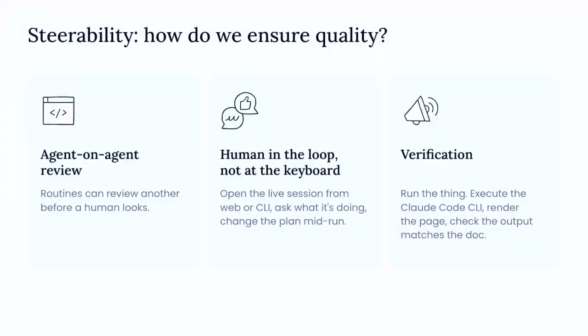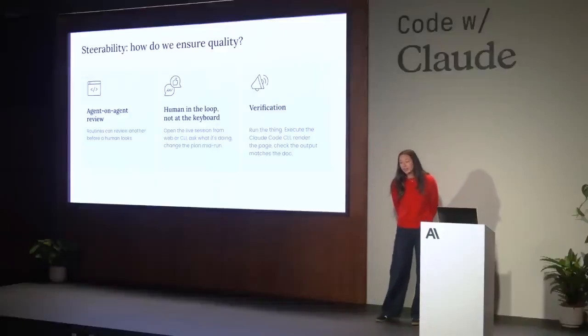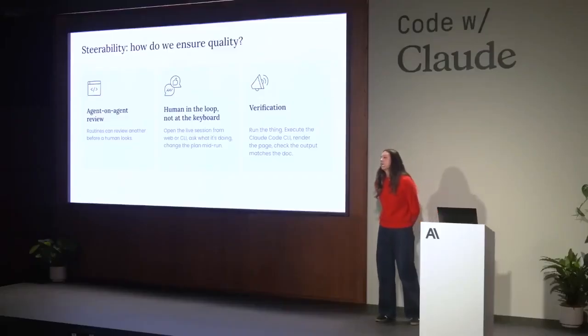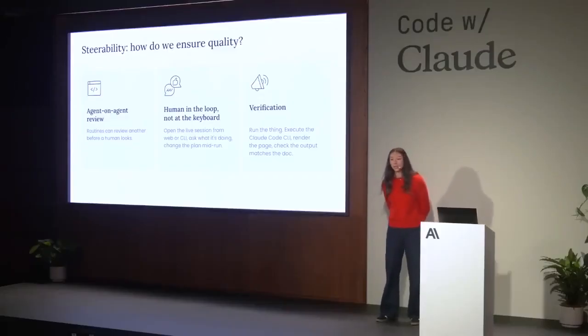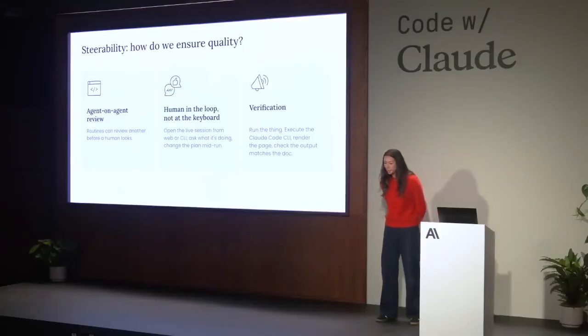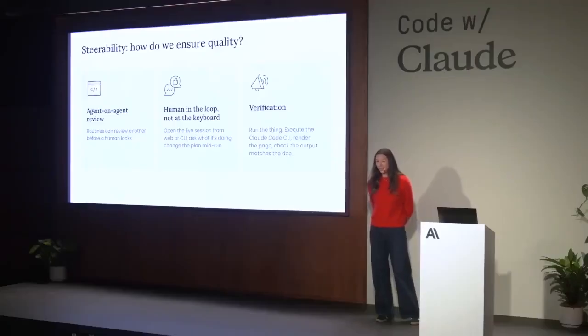Finally, the last thing to think about here is steerability. How do we actually ensure the quality of Claude's outputs? There are a couple ways to do this. One thing that I think is quite interesting is to invest in agent-on-agent review. If folks have designed multi-agent systems here and have heard of the generator-critiquer pattern, this is something that we borrowed here. You can set up one routine to create docs PRs, and you can set up another routine that triggers on that PR's creation to leave comments on the PR before a human actually gets to it.